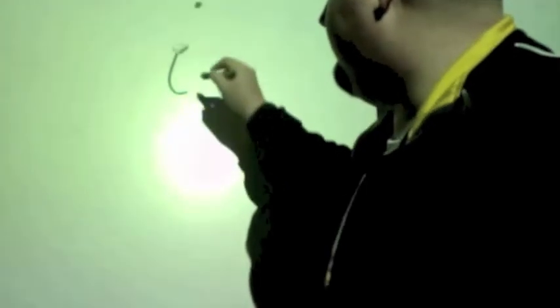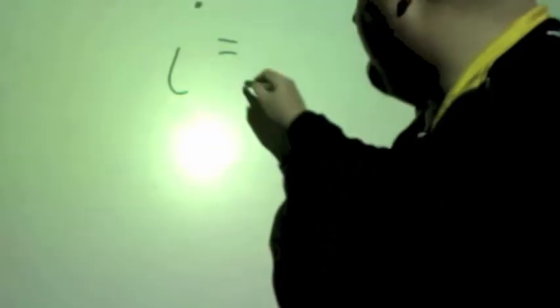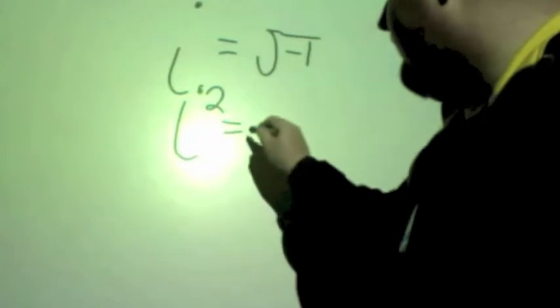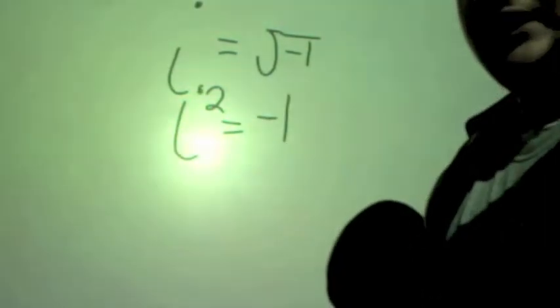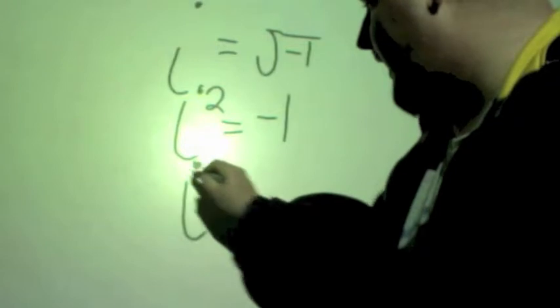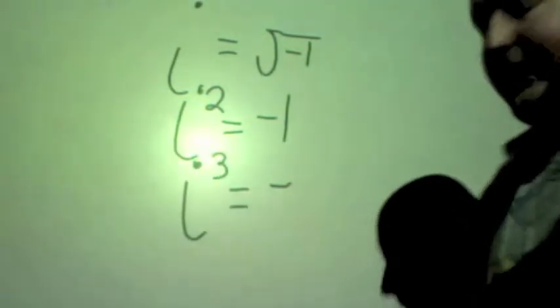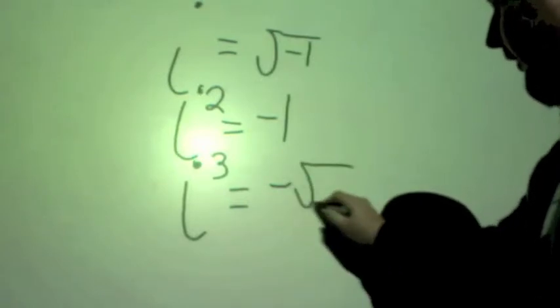Solving problems that involve i to a power, they always follow a specific pattern. They always go in this pattern. i to the first power is the square root of -1. i squared is then -1. i to the third power becomes the negative of the square root of -1.